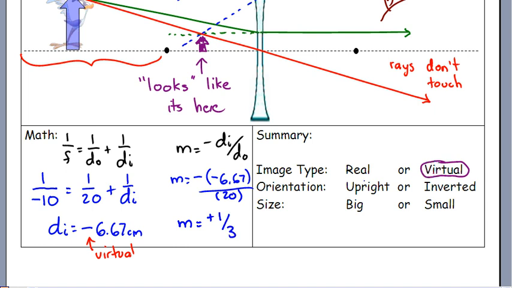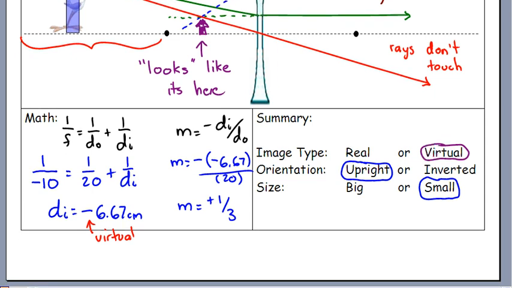So it's positive. This is going to be an upright image. As you can see in the picture, it looks upright as well. And it's going to be small. In this case, 1/3 is small. When you put the objects past the focal length, you're going to find that they're virtual, or the images they create are virtual, upright, and small.